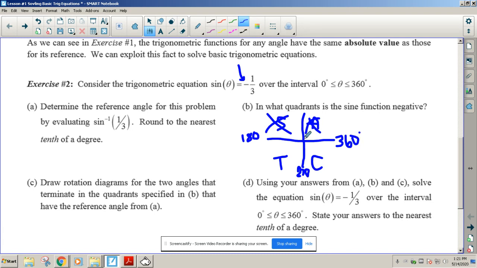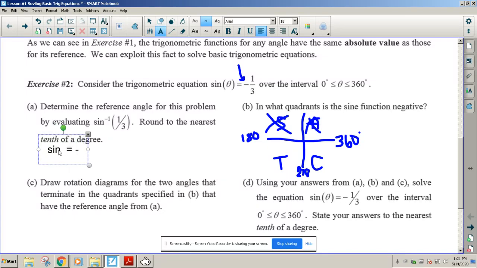So let's now go back over to here. If I have the equation that says the sine of theta is equal to negative 1/3, my typing isn't going to be as nice as we would like, but it's better than trying to write with the mouse. So sine of theta is equal to negative 1/3.